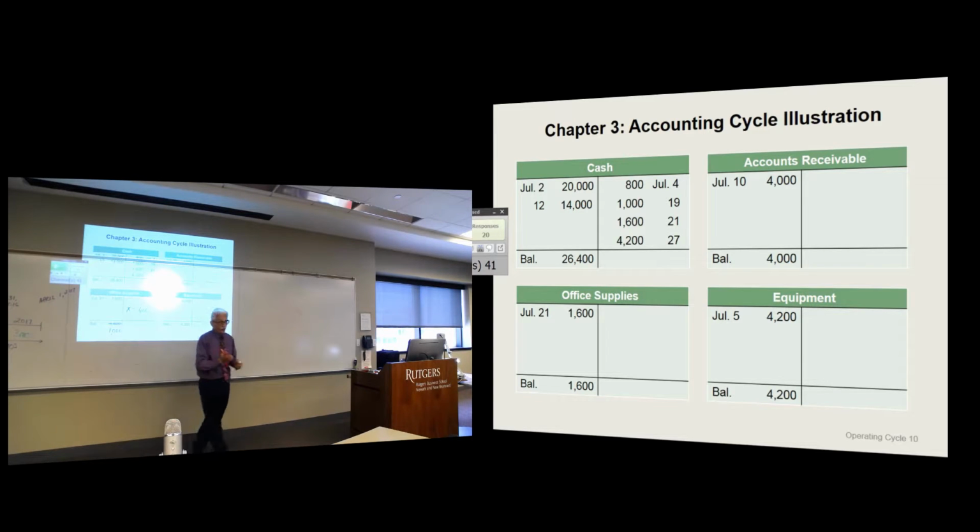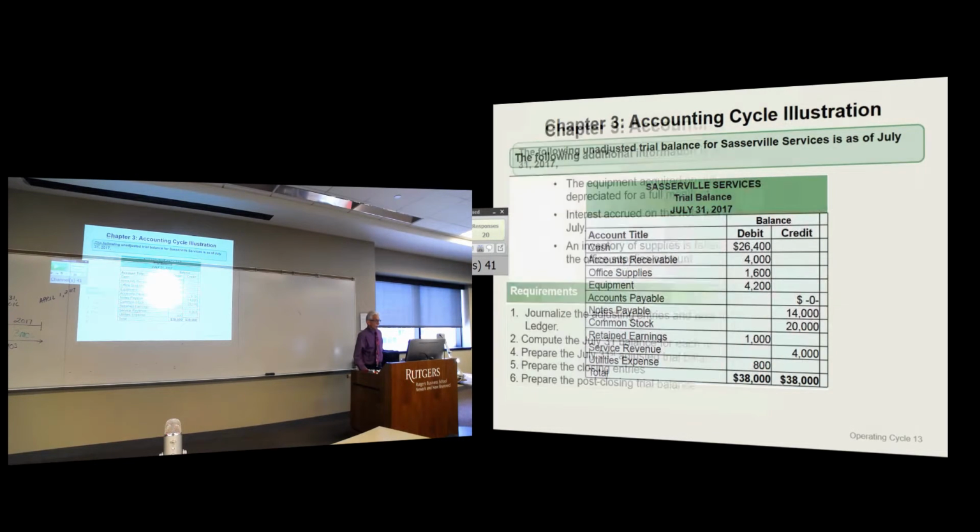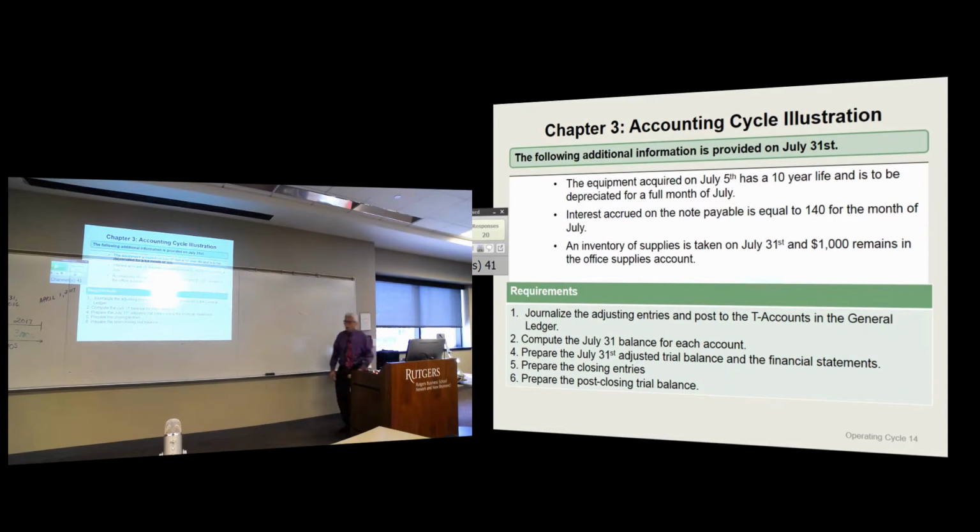Now, let me go back, and I'll come back to this if you need to. What I could have done in the adjustment data is say here that office supplies of 600 were used up. I could have done that directly, or I could have asked you to do a little extra work. Either way, you get the same result.